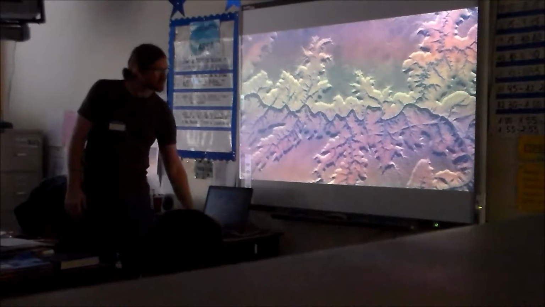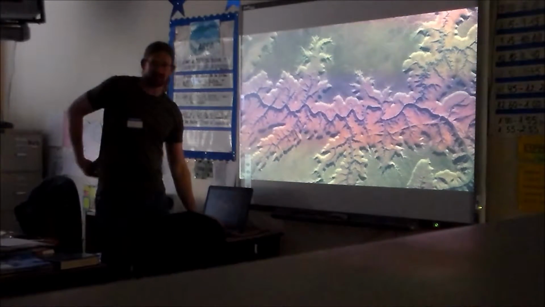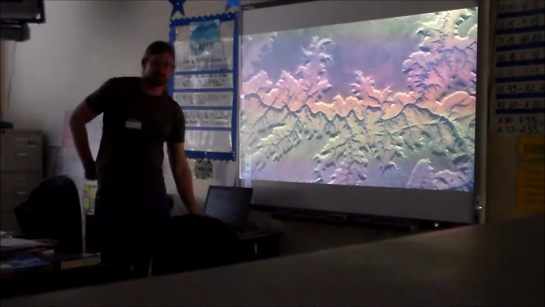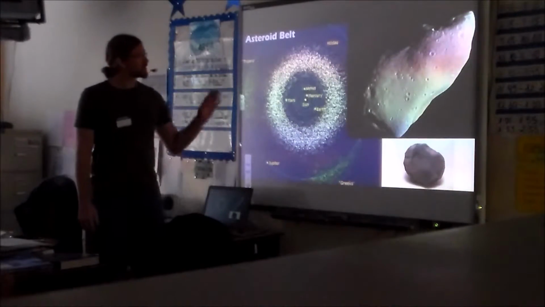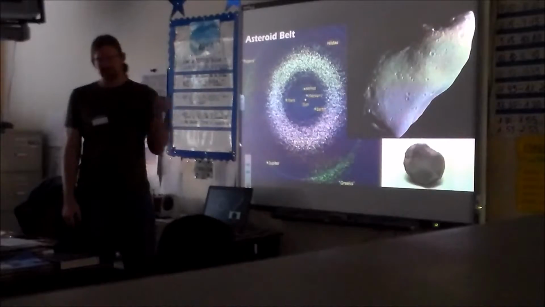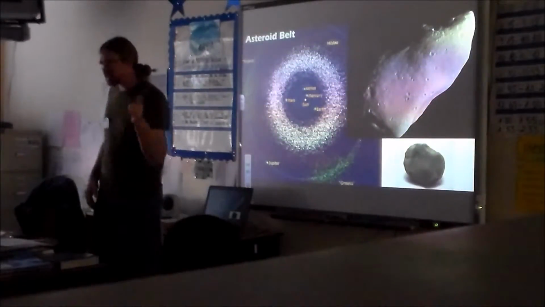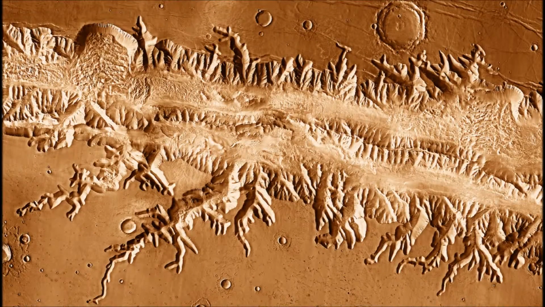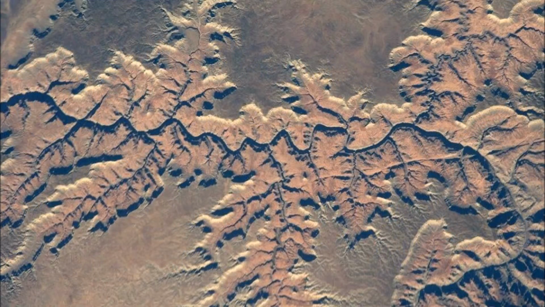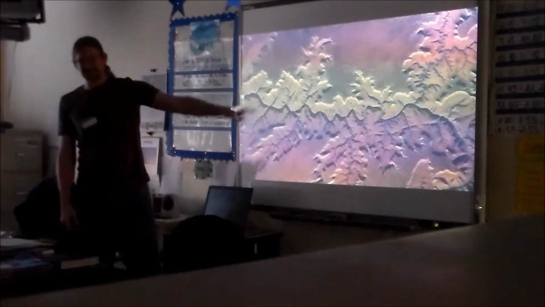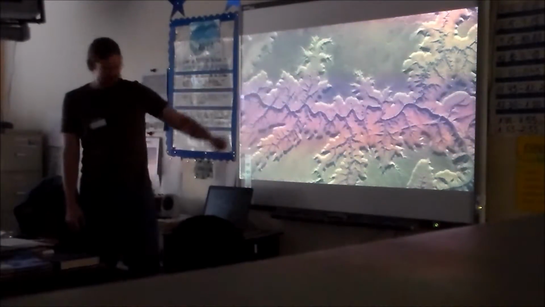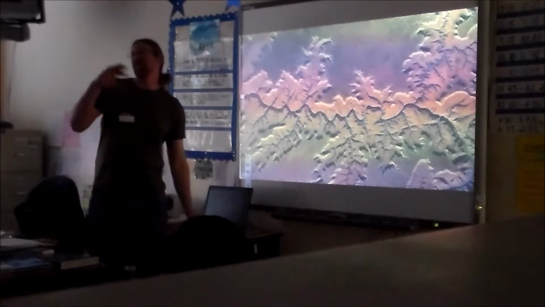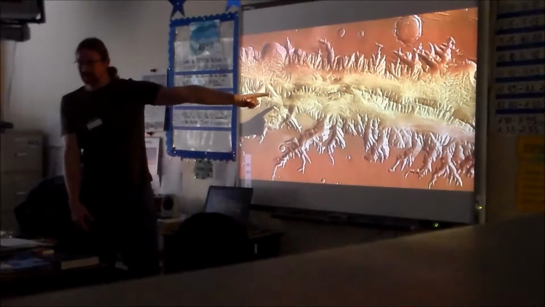It looks like a little vein. Yeah, it does, like a vein or tree roots. This is the asteroid belt. Guess what? I just lied to all of you. That's the Grand Canyon. But you thought it was on Mars. No, I didn't. Alright, well, I hope that fooled somebody, because it looks a lot like this.